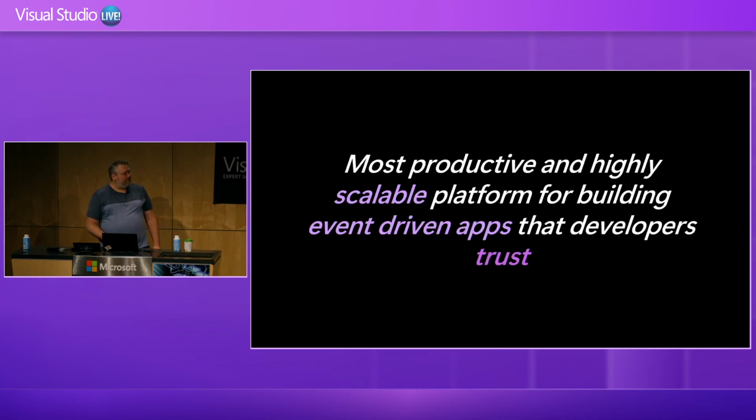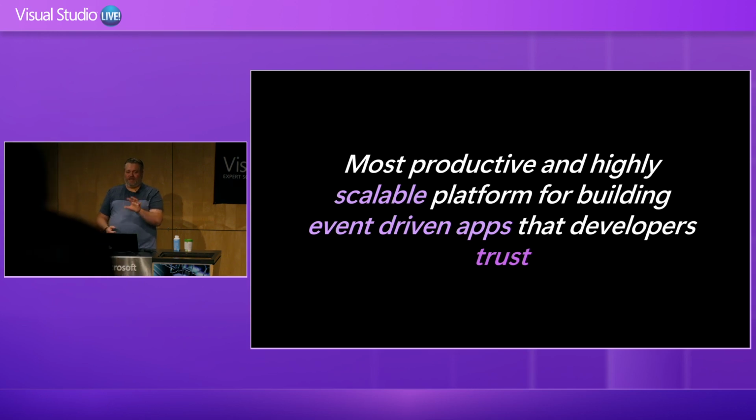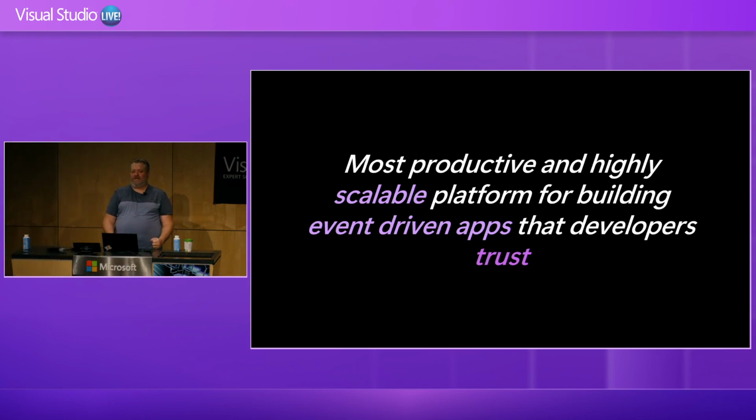The goal that our team has is to make sure that Azure Functions is the most productive and highly scalable platform for you to build event-driven apps that developers trust. The scalable and event-driven apps really match up with the first part of the session, where we're going to talk about scaling Azure Functions. And of course, the trust part is the security part of the talk as well. It ties to that. So that's our team's take on what we want Azure Functions to be and what we strive to do every day: improve Azure Functions to be the most productive, highly scalable platform to build event-driven apps for developers to trust.